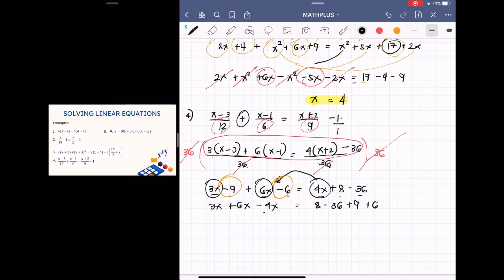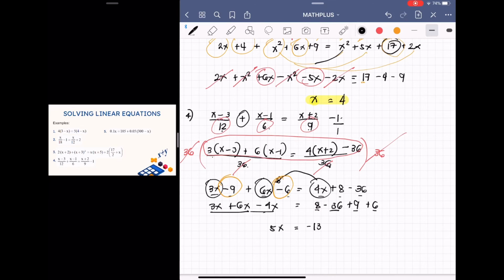So simplifying this, I will get 9x minus 4x, so that's 5x, equal to, I have here 8 minus 36, so that's negative 28, plus 9, that's negative 19, plus 6, that's negative 13.